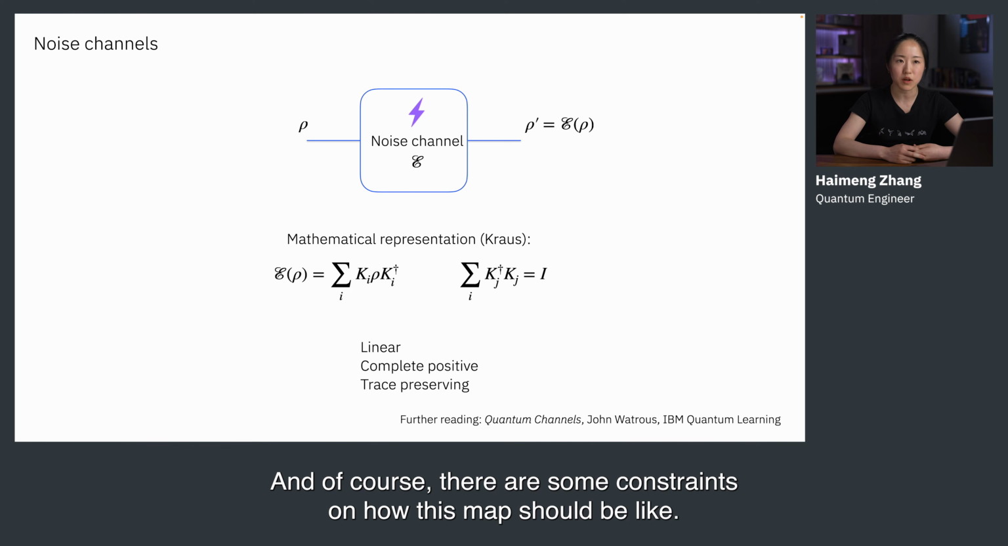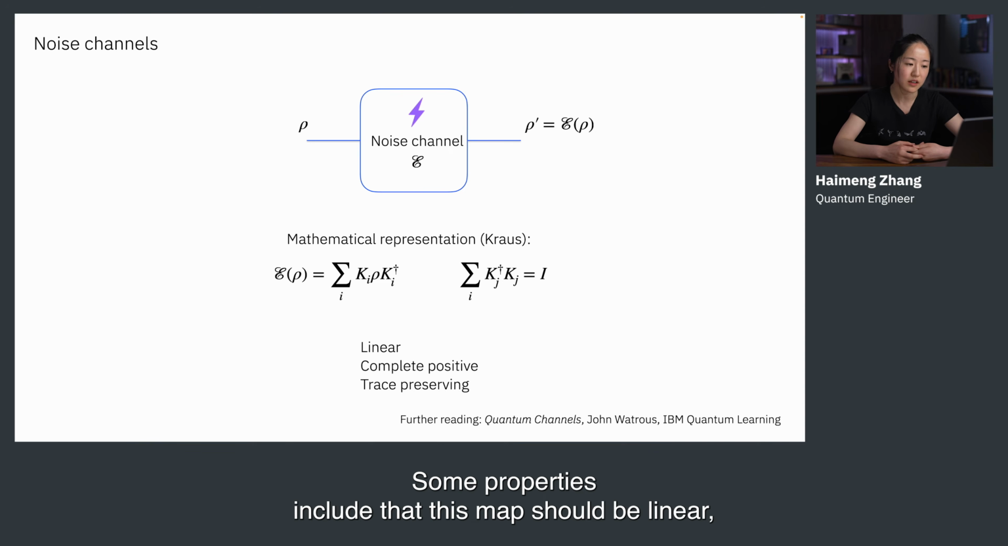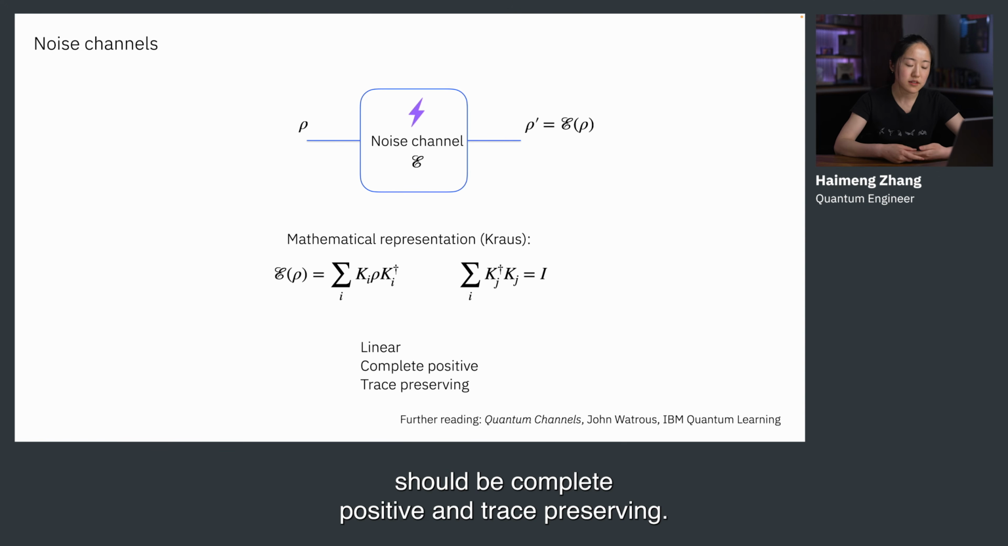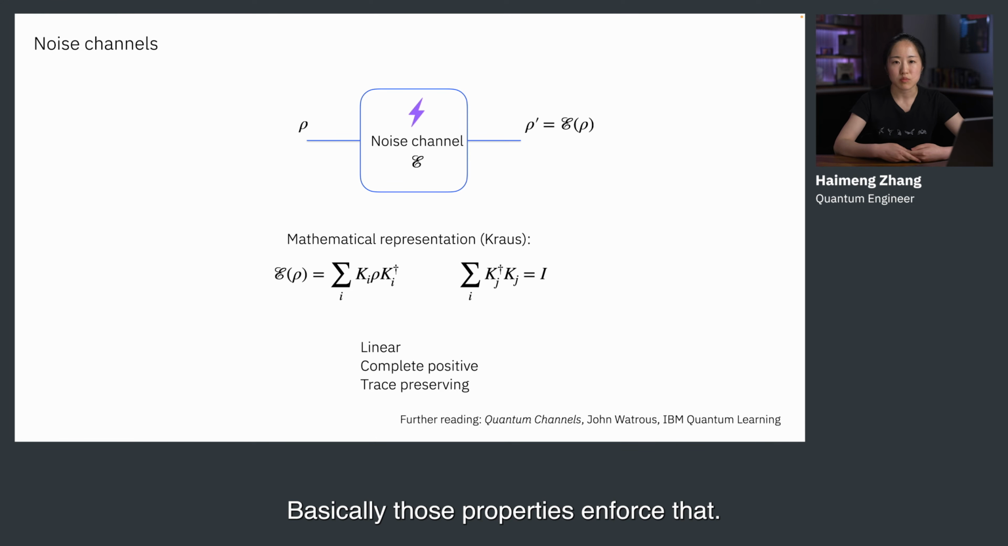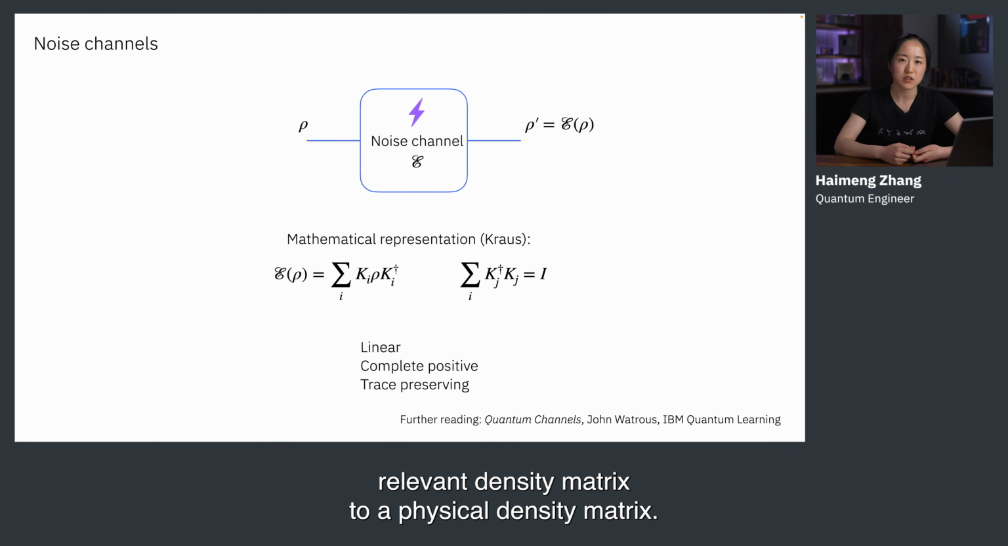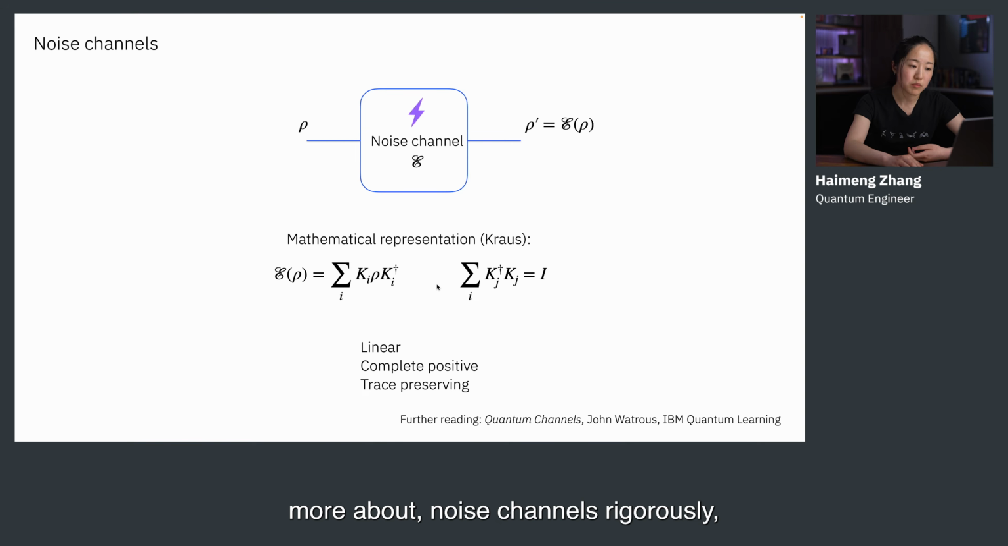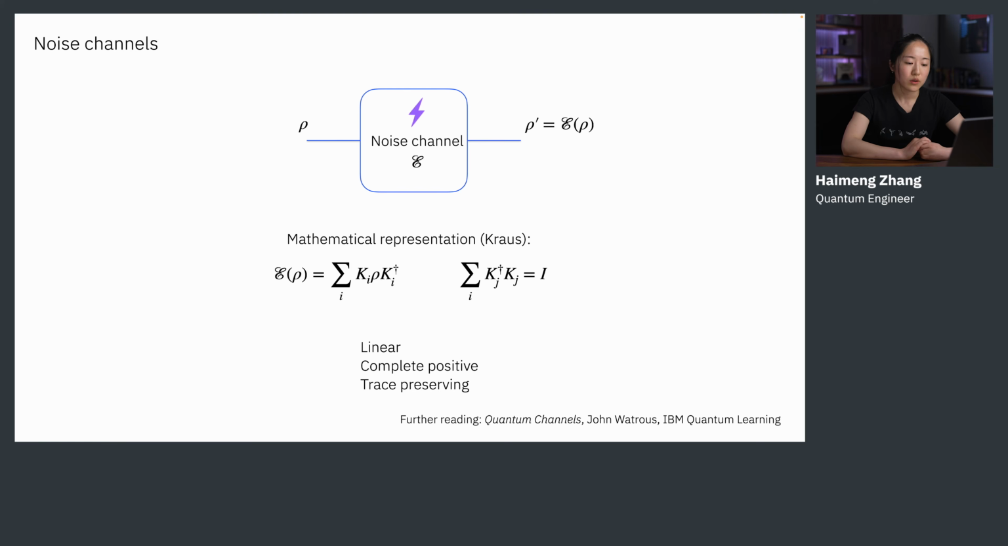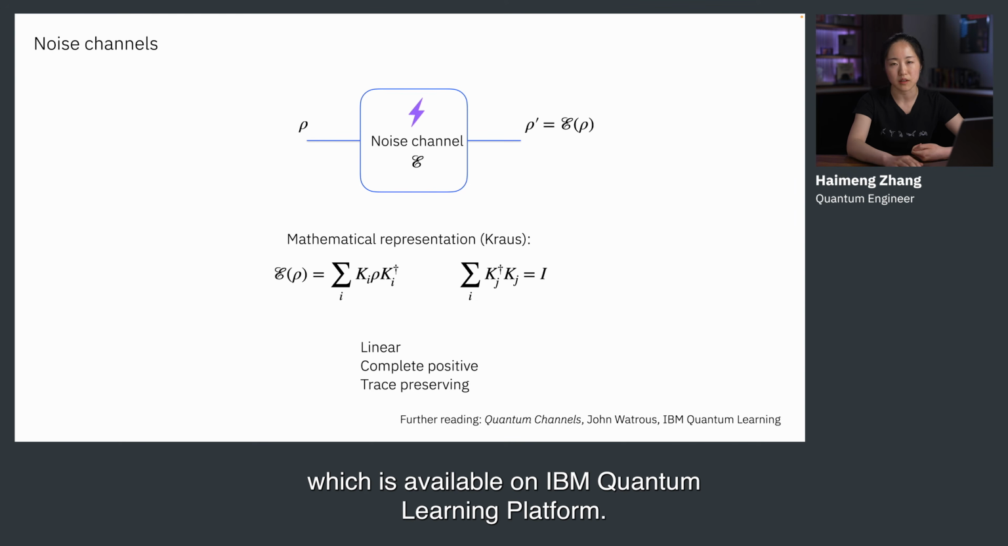And of course, there are some constraints on how this map should be. Some properties include that this map should be linear, completely positive, and trace preserving. Basically, those properties enforce that this map maps a physically relevant density matrix to a physical density matrix. If you're curious to learn more about noise channels rigorously, I would refer you to this lecture on quantum channels by Zhang, which is available on the IBM Quantum Learning platform.